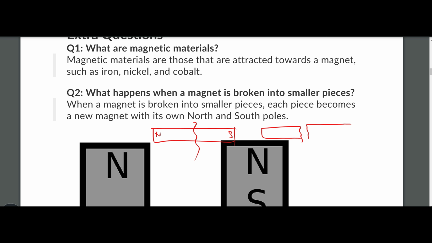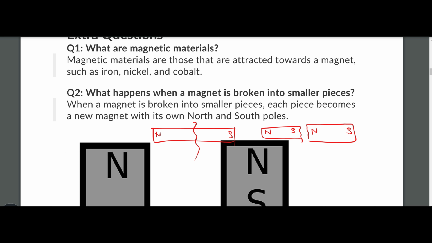You see what happened. Here is south, so here you will get north. Here is north, so this side you will get south, and this you will get north pole. So when a magnet is broken into smaller pieces, each piece becomes a new magnet with its own north and south poles. When you drop it or break this magnet, every piece again becomes a new magnet and also has two ends, the north pole and the south pole.